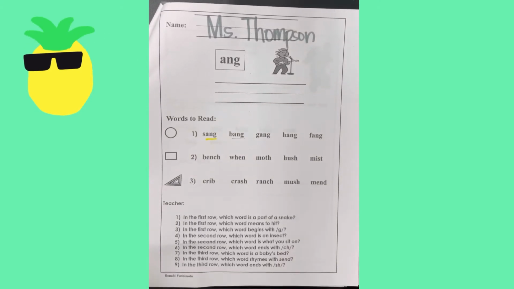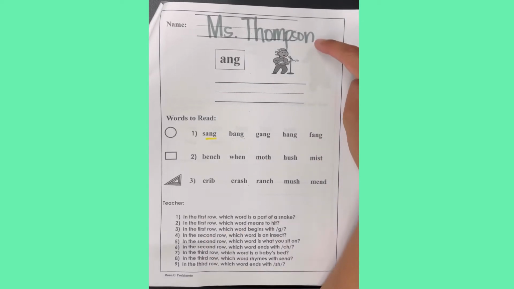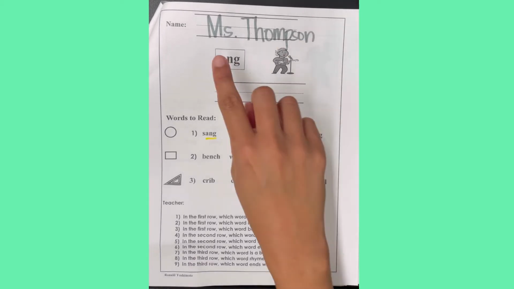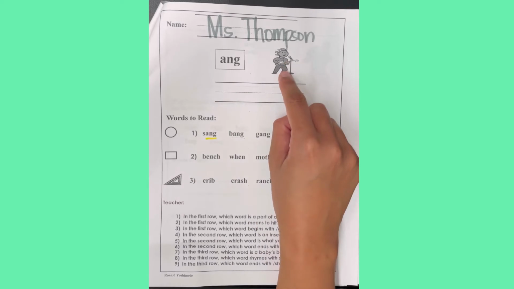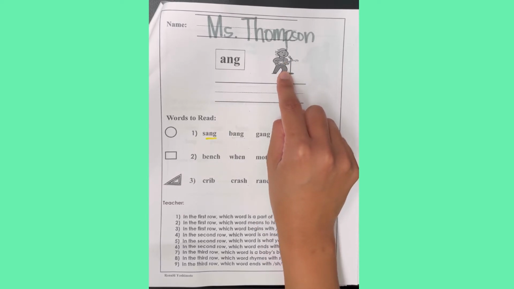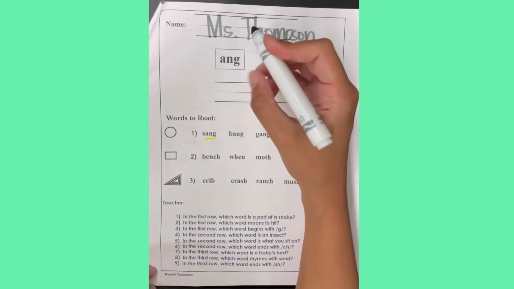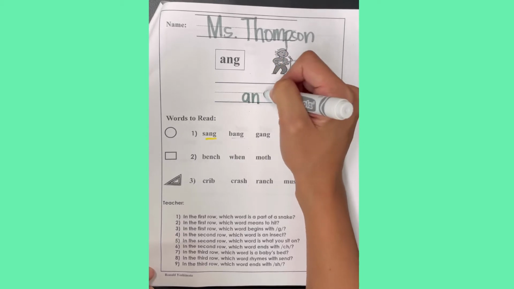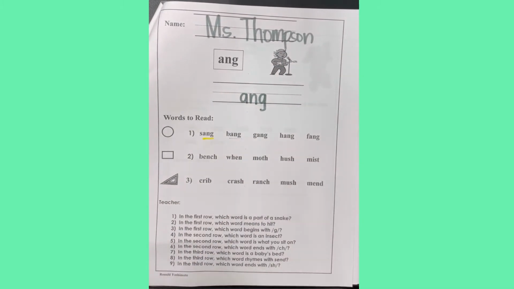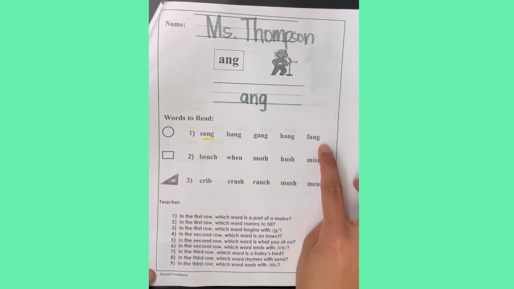All right, here is our words to listen. Okay, here we go. First thing you do is always write your name. Okay, say this with me. A-N-G, ang. Like she sang a song. Okay, so let's go ahead and write A-N-G, A-N-G, ang.